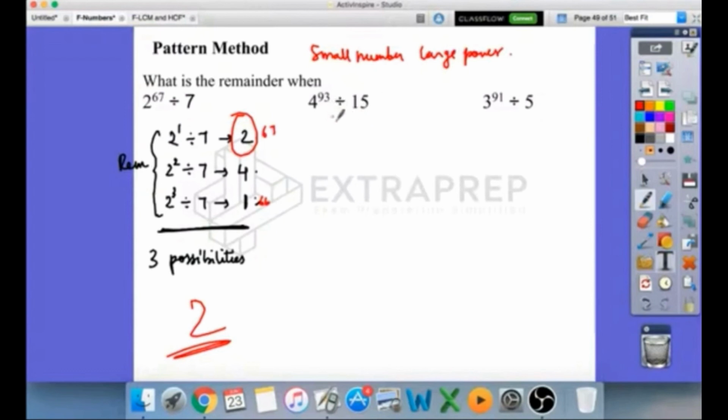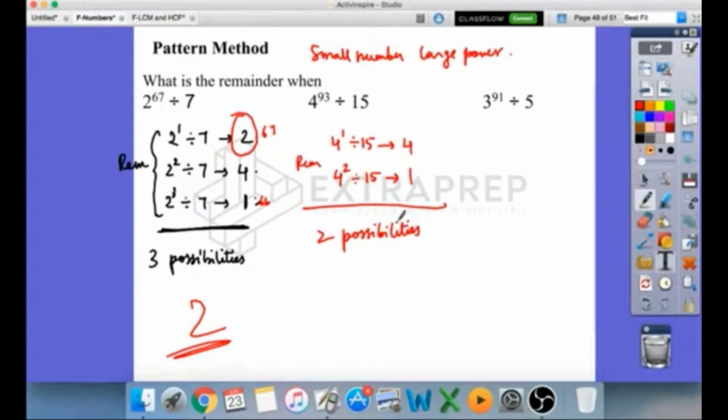Then here, next one. Find the remainder when 4 power 93 is divided by 15. 4 power 1 divided by 15, what's the remainder? 4. 4 square divided by 15, what's the remainder? 4 square is 16. Divided by 15, the remainder is 1. You stop there. From there on, everything gets repeated. How many possibilities are there? 2 possibilities. Since you have 2 possibilities, every power divisible by 2 will have 1 as the remainder.